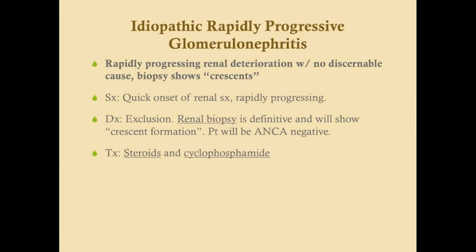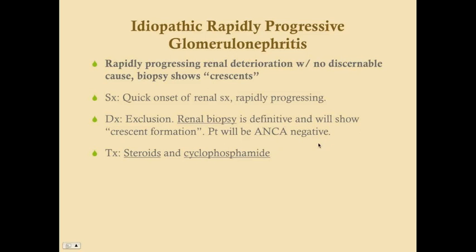Idiopathic, rapidly progressive glomerulonephritis can be any of the glomerulonephritides if they start to progress particularly rapidly, or it can be a glomerulonephritis that doesn't fit into any of the categories, that is progressing rapidly and we have no idea why it's happening. So what you will see in the idiopathic, rapidly progressive glomerulonephritis is a quick onset of symptoms, and then when you get your renal biopsy, you will see crescent formation, and the patient will be ANCA negative. So really, this is just a diagnosis of exclusion.